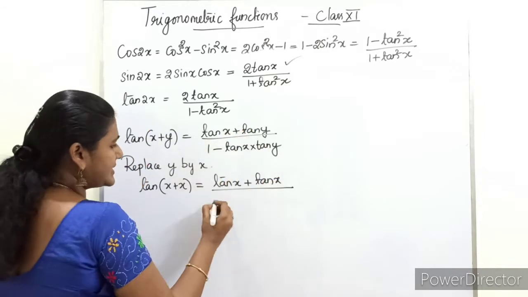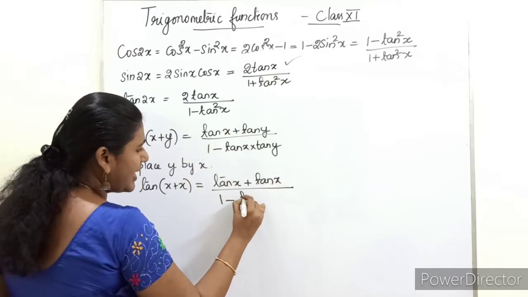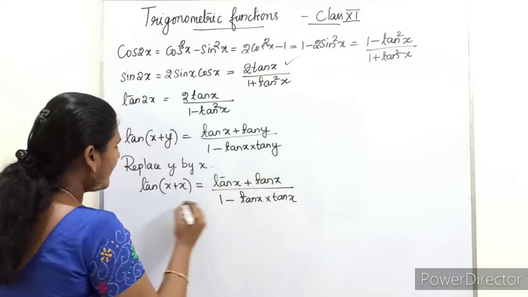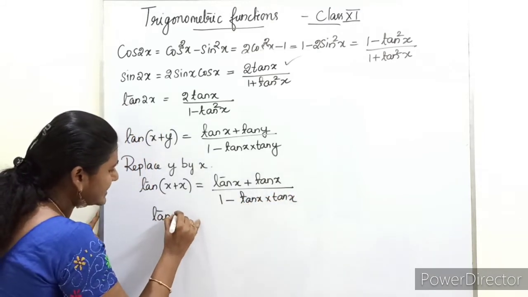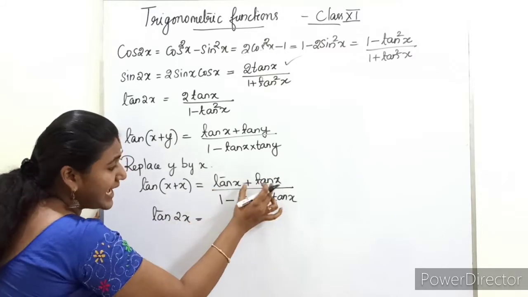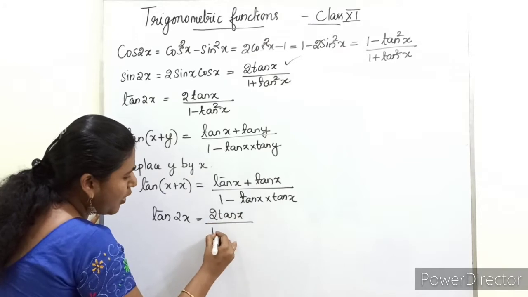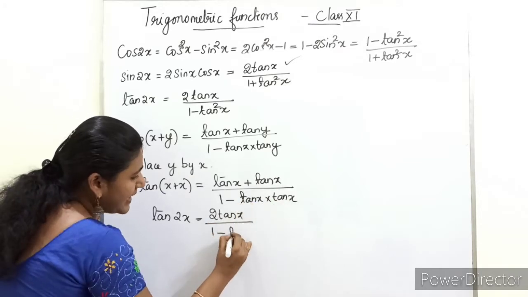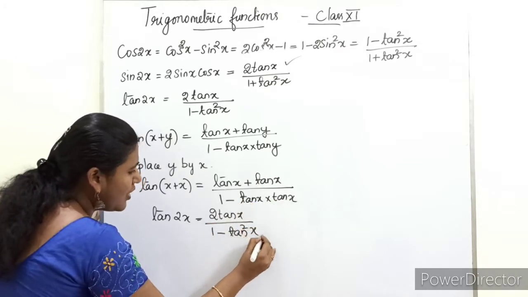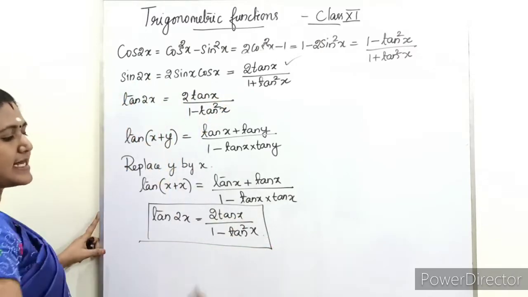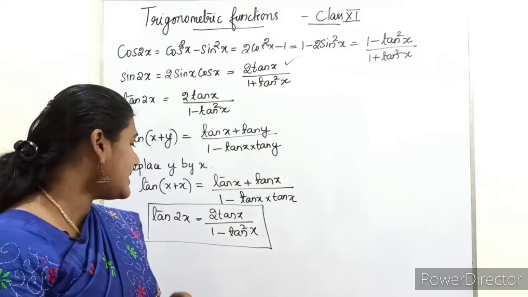So tan x plus tan x divided by 1 minus tan x into tan x. Now we will simplify this. So tan 2x is equal to 2 tan x, plus tan x is 2 tan x, divided by 1 minus tan x into tan x, which is tan square x. So we got the result: tan 2x is equal to 2 tan x divided by 1 minus tan square x.